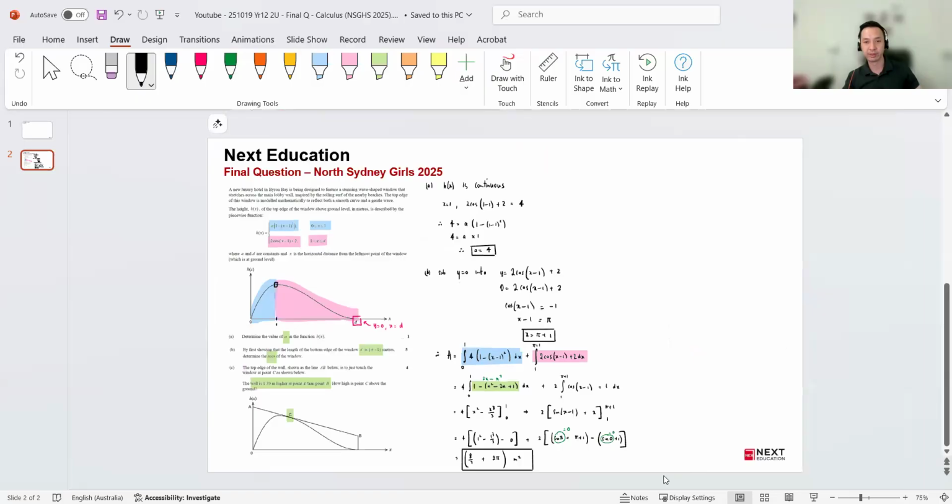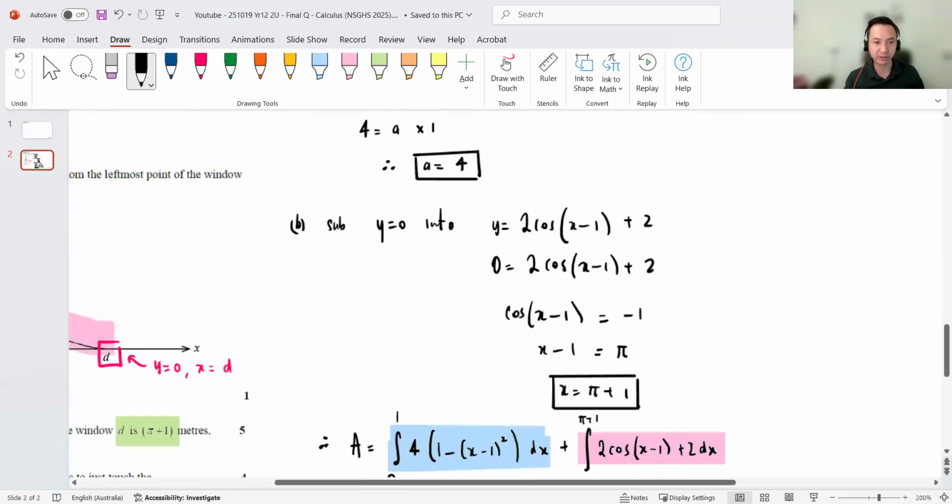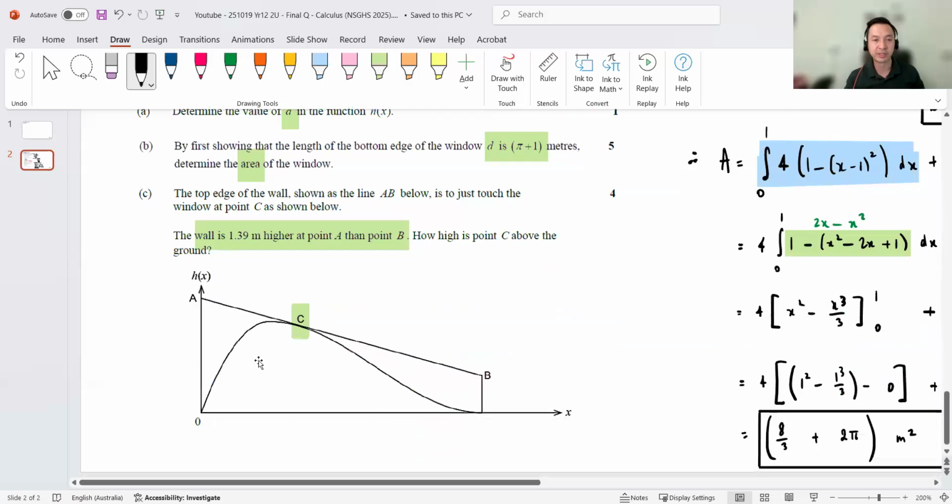Guys, that's part A and part B. That's 6 marks so far. Now for the final 4 marks, let's see what it's trying to do. It's trying to make me find the height from C, right? So it's basically trying to find the Y value, is that right? Yep. Find the Y value there. Okay, so I'm thinking that I need to find the X value, right? Now, what do I know that happens at this point?